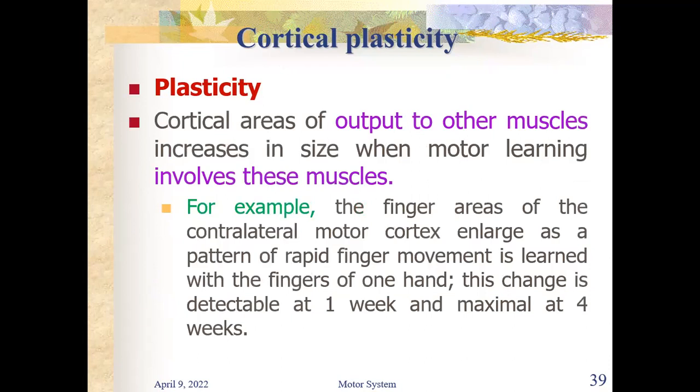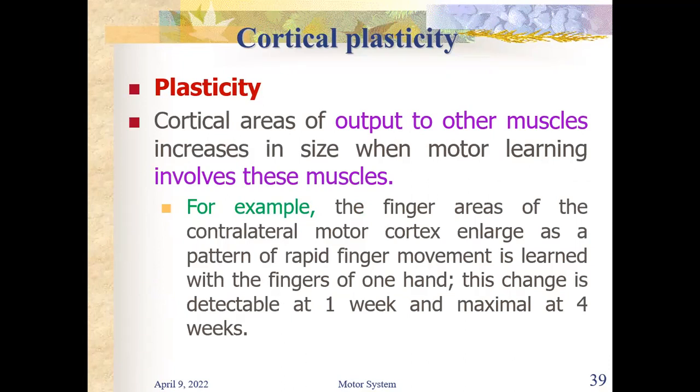So we talk about cortical plasticity. I had already mentioned cortical plasticity in the motor system. I said the motor system learns by doing. Practice makes perfect. As you continue executing or carrying out a particular kind of motor activity, there will come a time that you become perfect.